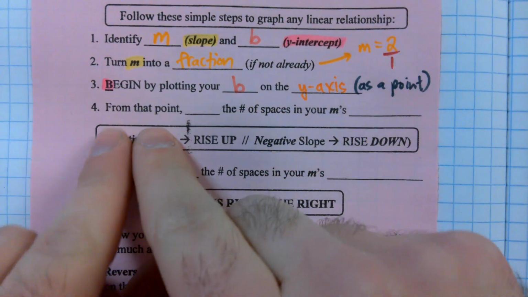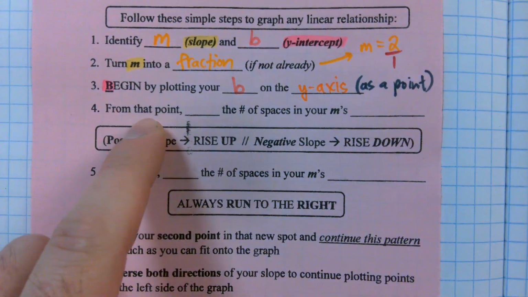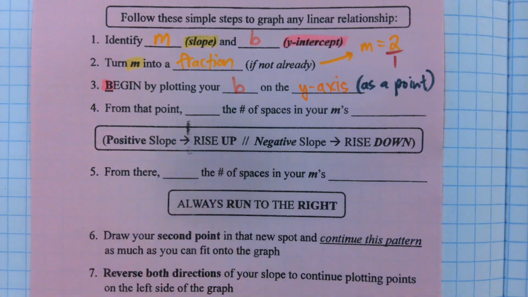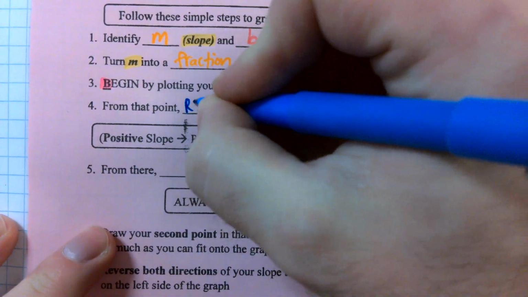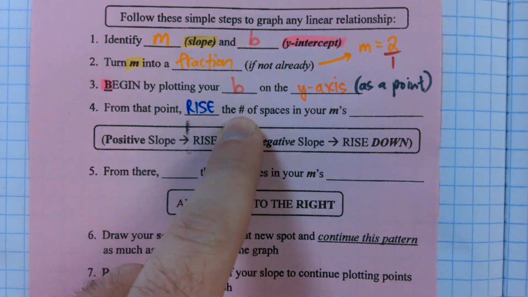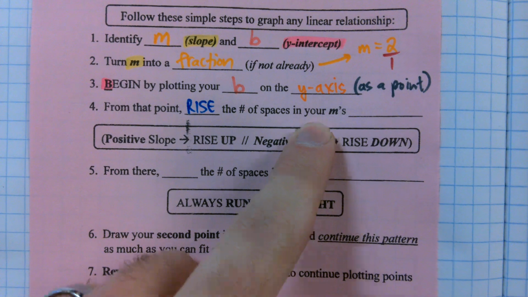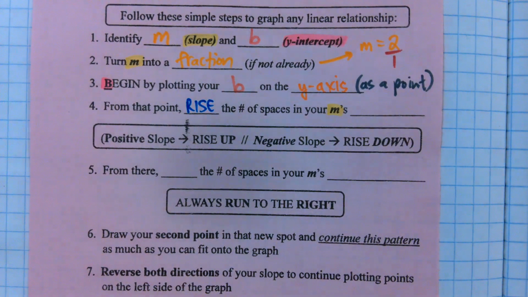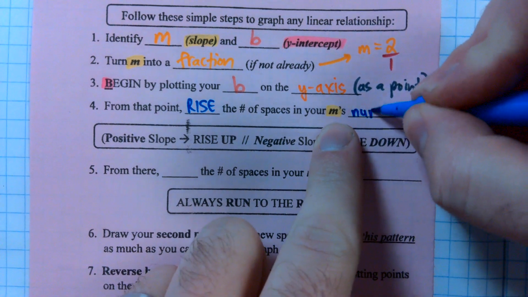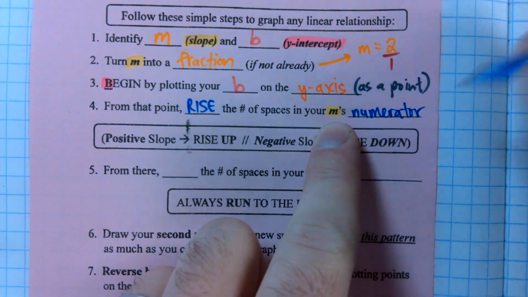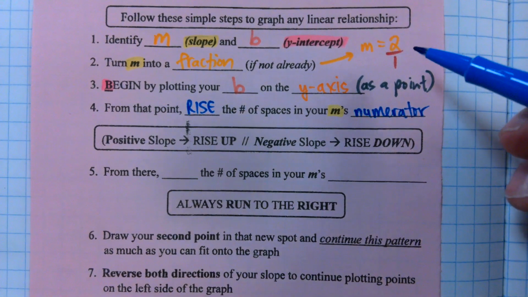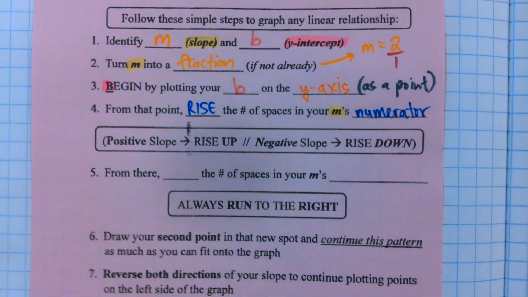Okay? From that point, we're going to rise, like we know how to do already. We're going to rise the number of spaces in your slope's numerator. Where's the numerator on a fraction? On the top, right? So whatever number we have on top, in this case 2, we'd rise 2 spaces.